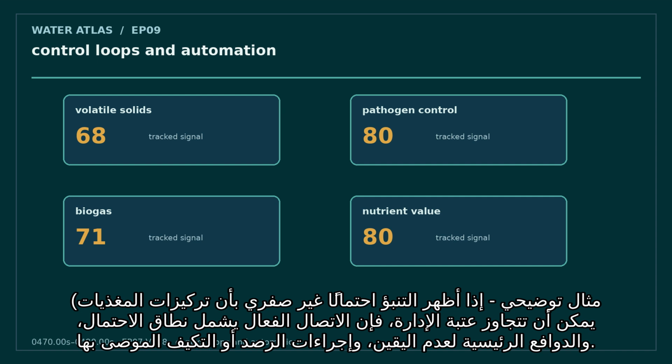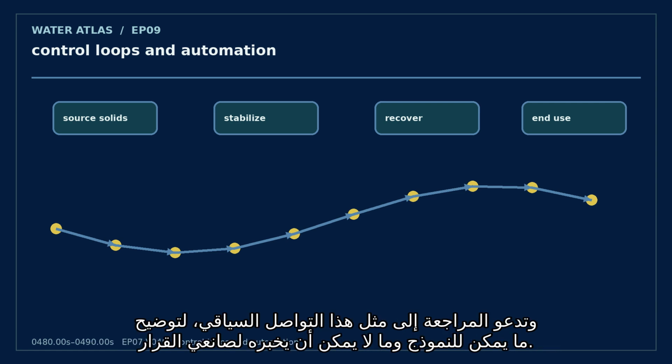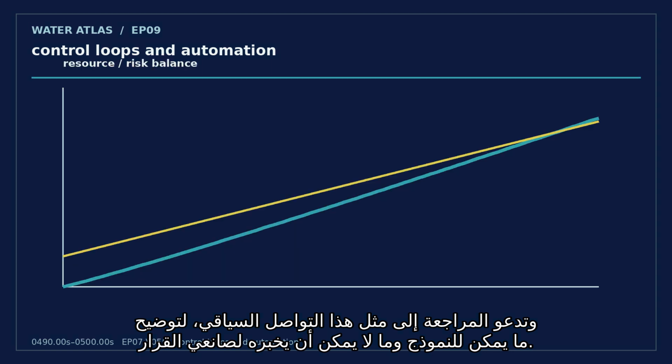Illustrative example. If a prediction shows a non-zero probability that nutrient concentrations could exceed a management threshold, effective communication includes the probability range, main drivers of uncertainty, and recommended monitoring or adaptive actions. This clarifies what the model can and cannot tell decision makers.